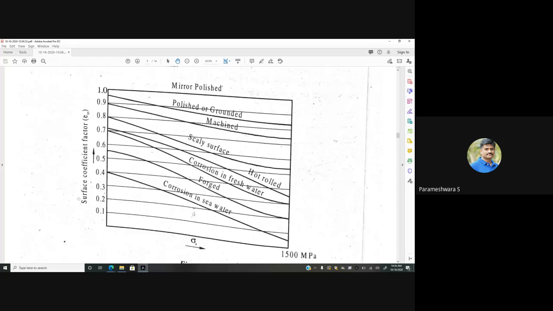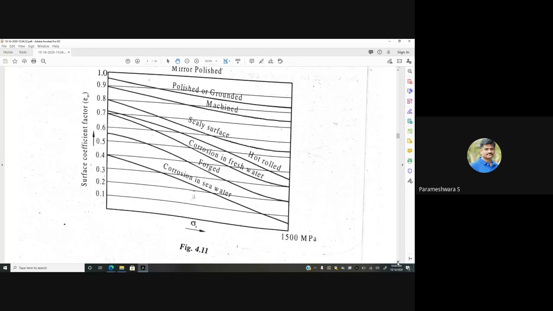The surface coefficient factor, that is ESR, is plotted on one side. Sigma ultimate is plotted on the x-axis. So what does it indicate? This fatigue is dependent on various surface factors. Suppose a body is mirror polished, its value is something. If a body is polished and ground, its value becomes a little bit low. Scaly, a little bit less. Forged, less. Corrosion, much less. Like that.